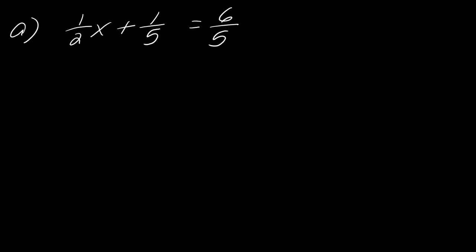So I've got 1/2 x plus 1/5 equals 6/5. You might be tempted to just work forward with the fractions, but what if I told you that we could actually just get rid of them entirely? So we're going to walk through the steps on how to do this. This is maybe a slightly simpler example than some of the really crazy ones, so it's a really great one to focus on the steps with.